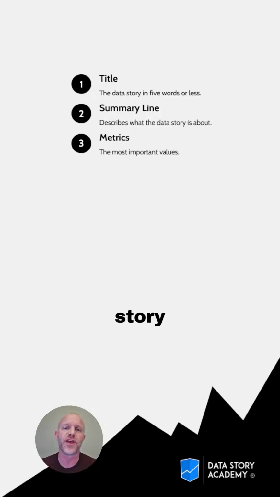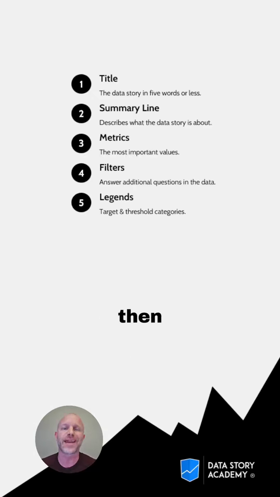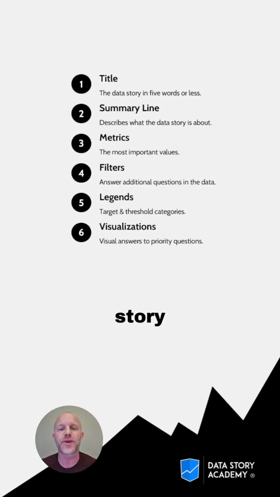revealed in the story. Third, we're going to show key metrics, the most important values that matter to the business. Then we're going to add some filters, which allow for us to answer additional questions of the data once we look at it. And then legends are a great opportunity for thresholds and targets to be added to the data story. Then 6 is visualizations. This is where we're going to answer all of the top priority questions that our audience cares about.